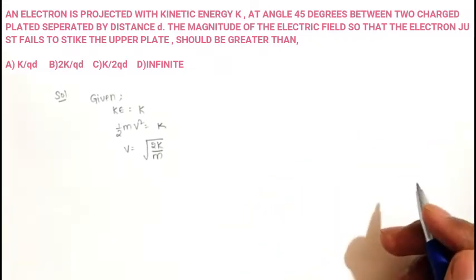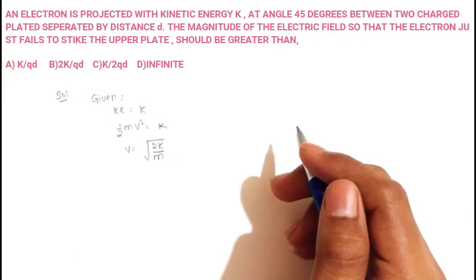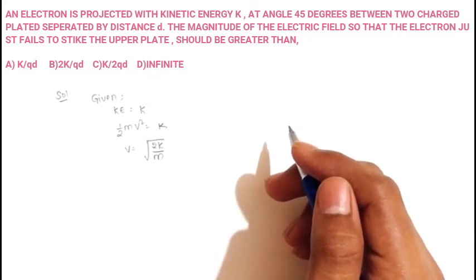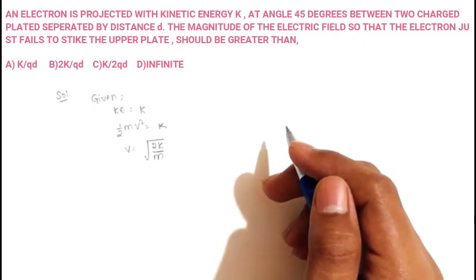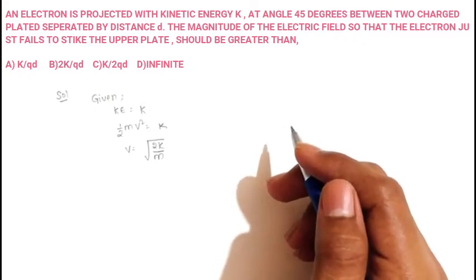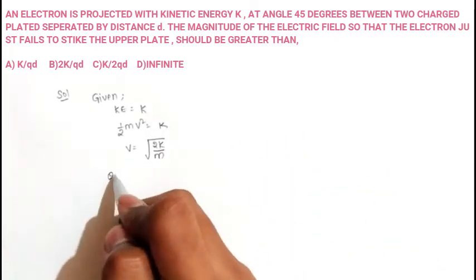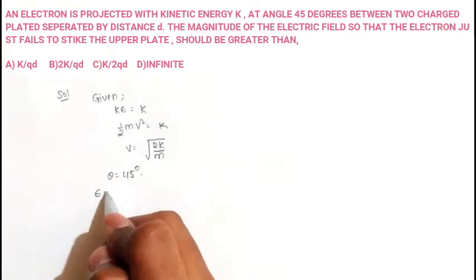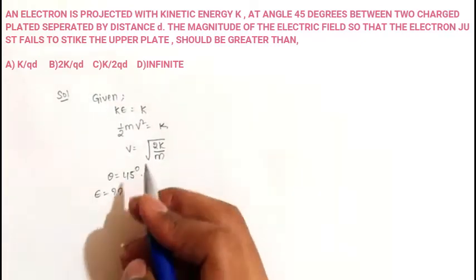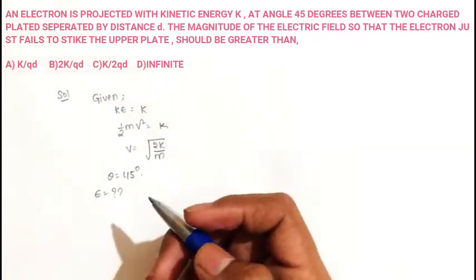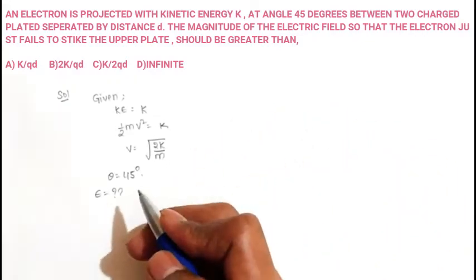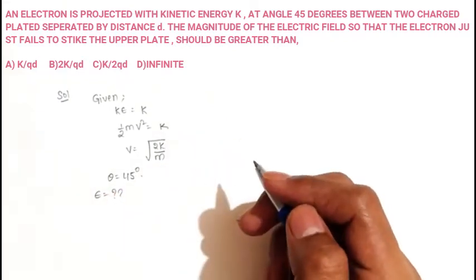Let us read the further question. At an angle theta equals 45 degrees between the two charged plates, the magnitude of the electric field so that the electron just fails to strike the upper plate should be greater than. So as they given theta equals 45 degrees and ask us the magnitude of electric field E. Now, as the maximum possible distance for that electron is D and electric field is E between the plates.